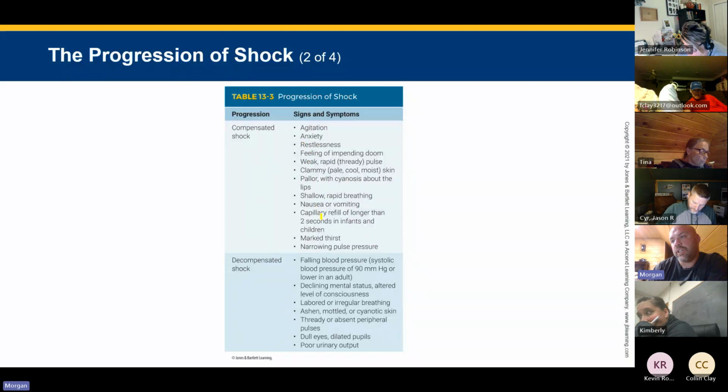Cap refill longer than 2 seconds in children. Marked thirst, narrowing pulse pressure. That's a lot for neurologic and cardiac. Then when we become decompensated, our blood pressure starts falling. When we talked about the 60 MAP, and Scott said it's like 50 now, right? Remember the 50 and the 60? The systolic plus diastolic divided by 3.